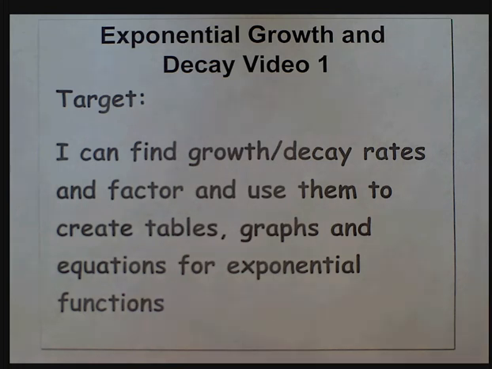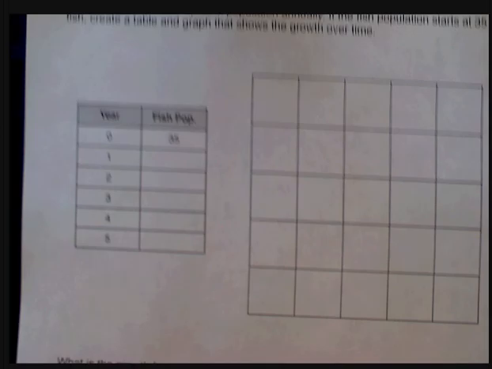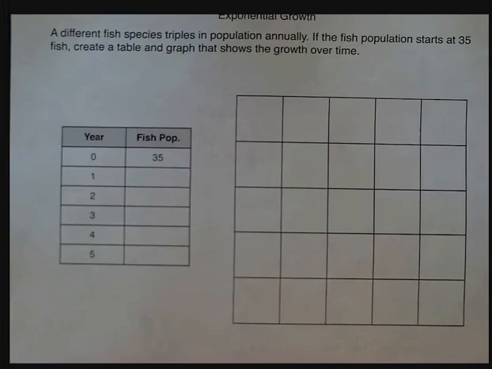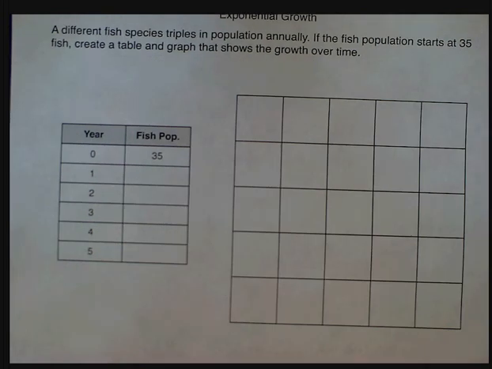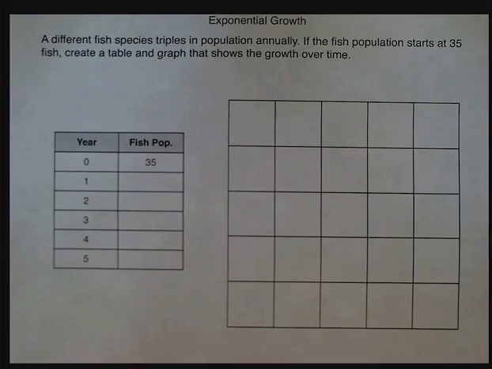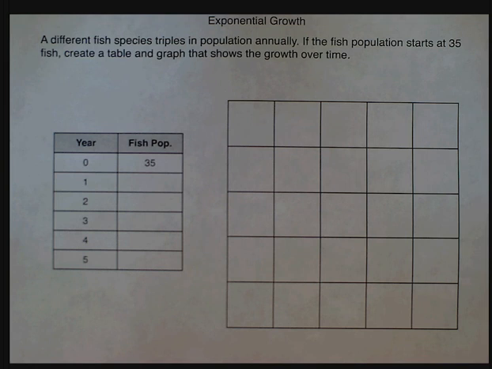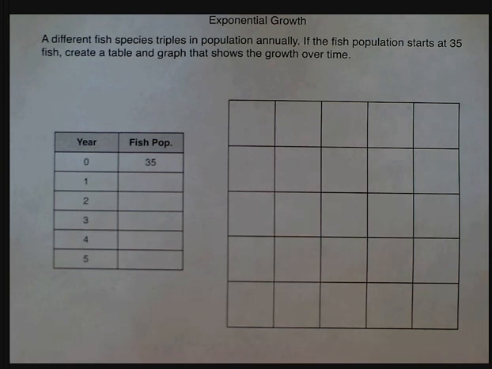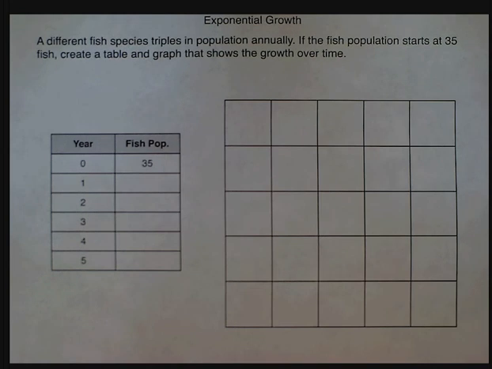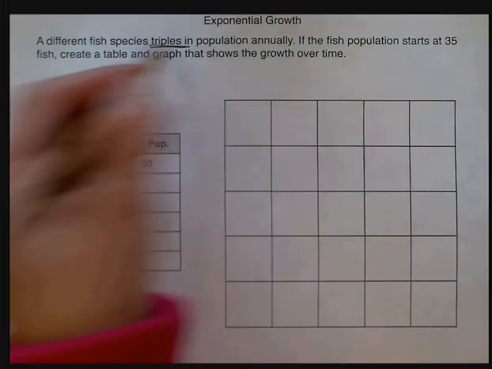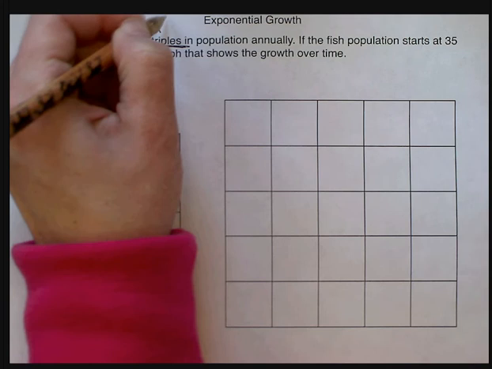So the first example that I have is about a fish species. It says a different fish species triples in population annually. If the fish population starts at 35 fish, create a table and graph that shows the growth over time. So if our fish population triples, that means each time we're going to multiply by 3 for every year.